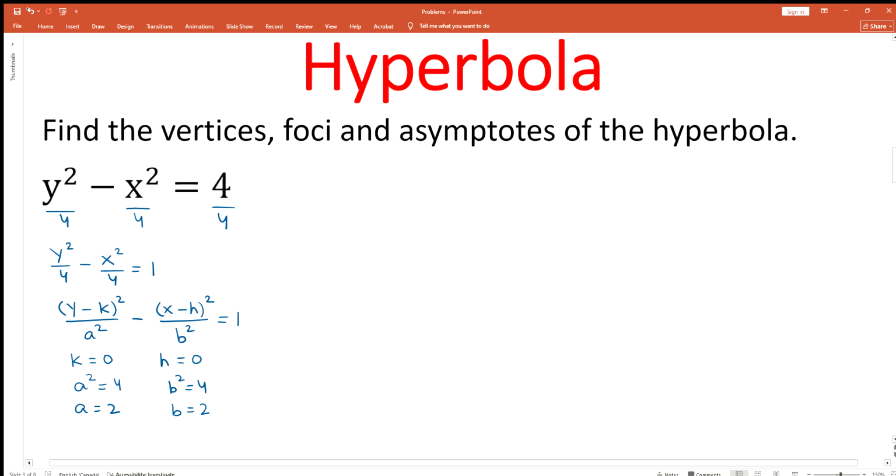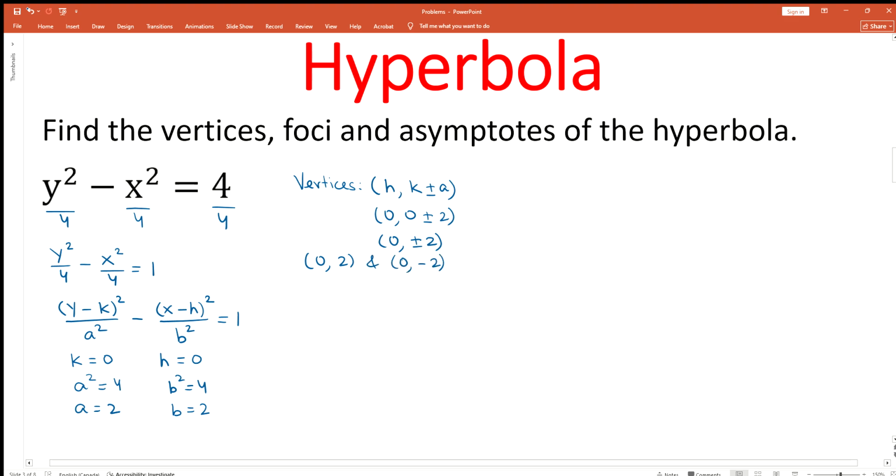Let's start with vertices. For a hyperbola whose branches or curves are above and below each other, the setup for vertices is (h, k plus minus a). We can sub in the values. The two vertices are (0, 2) and (0, negative 2).